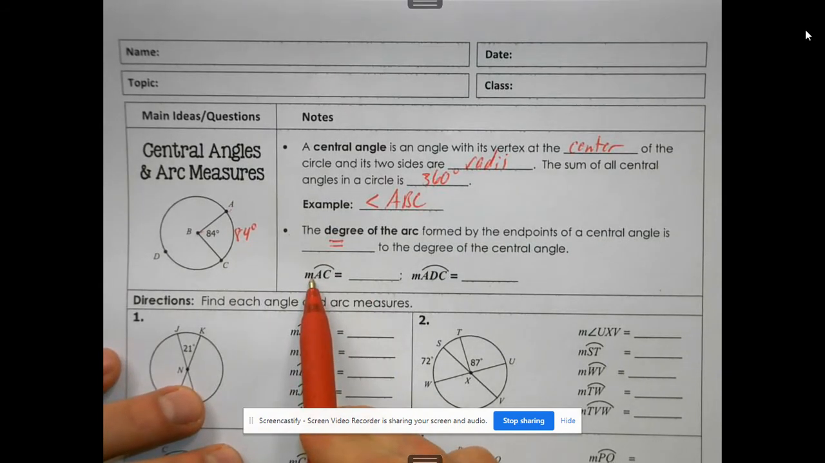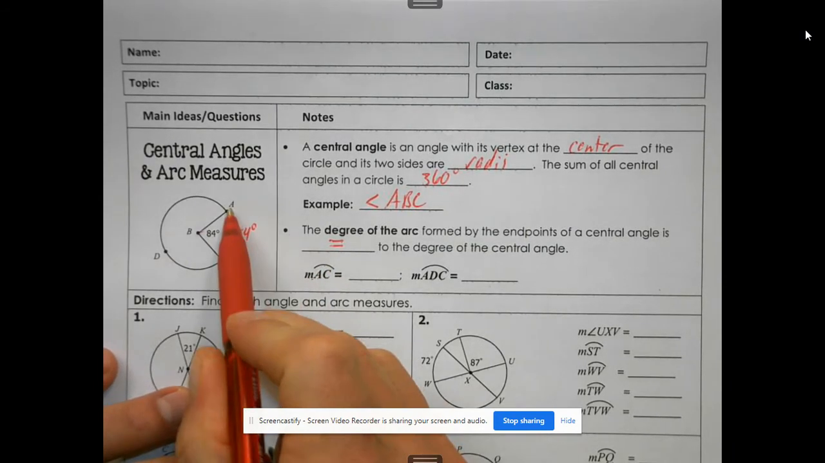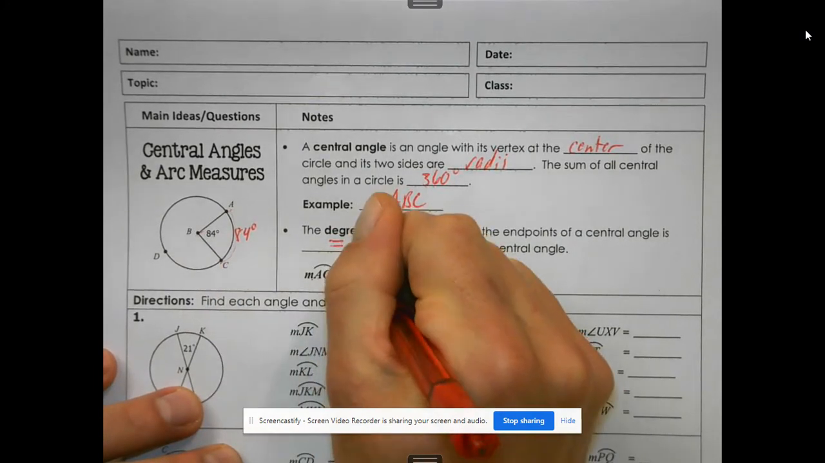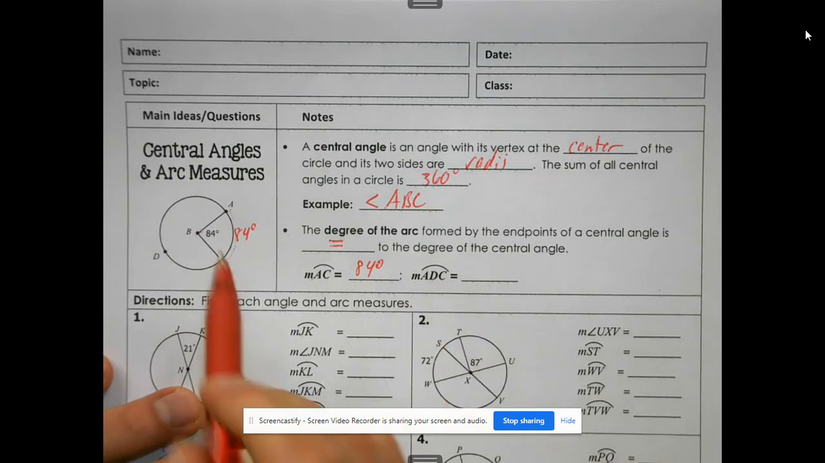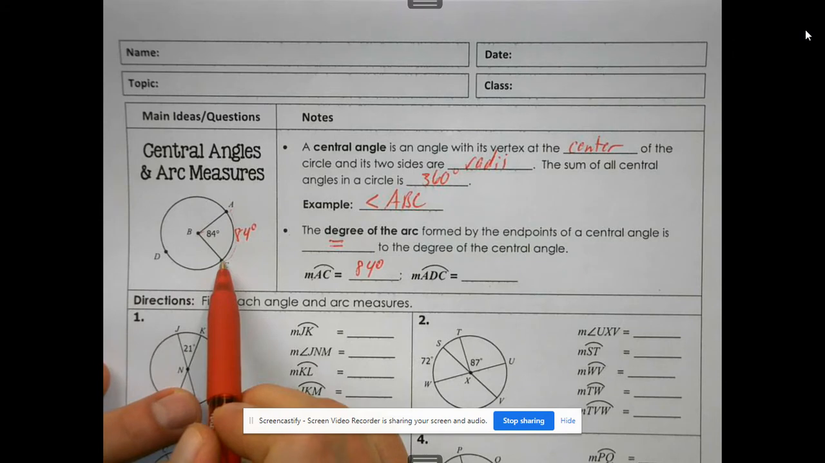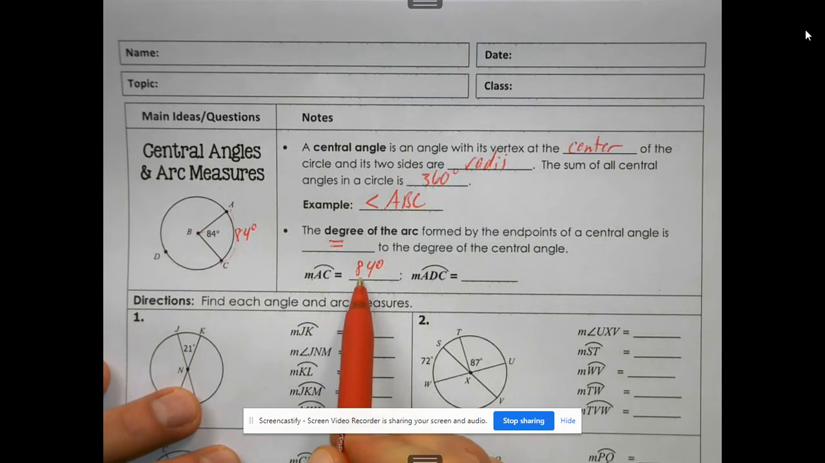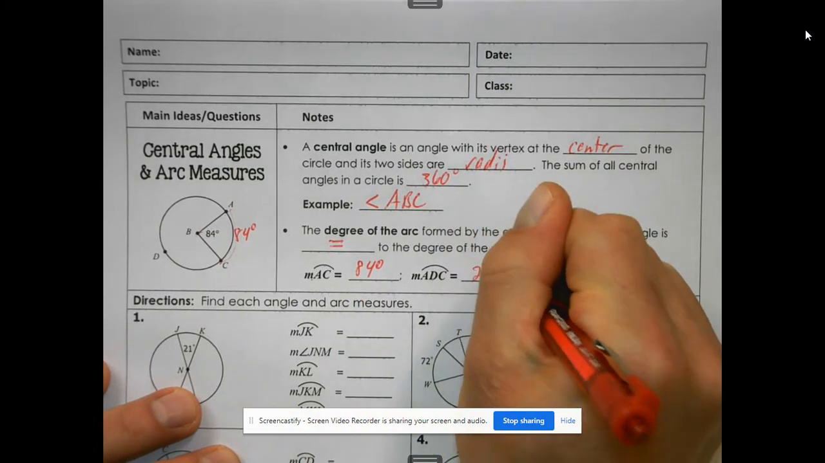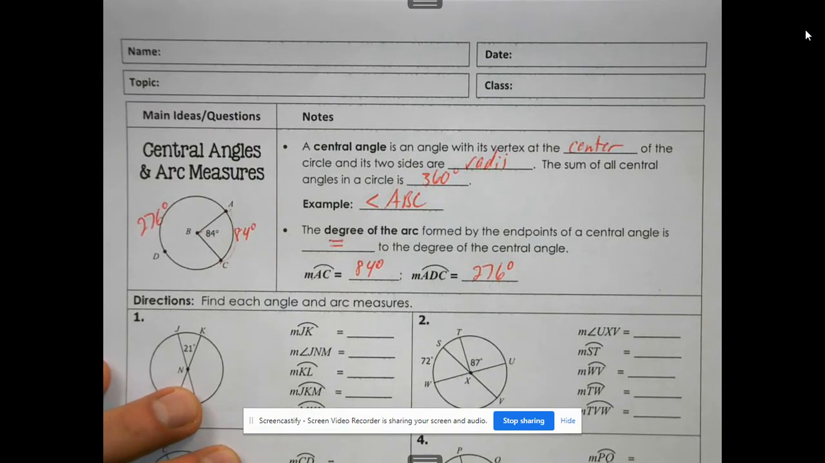Measure is how you read this, guys. M stands for measure. This little guy stands for arc, and then AC. Measure of arc AC is 84 degrees. Measure of arc ADC, A to D to C. Well, I know there's 360 in a circle, right? So I got to take 360 minus that 84, and that gives me 276. So all of this outside here is 276. So if you were to add these two up, that gives you 360.